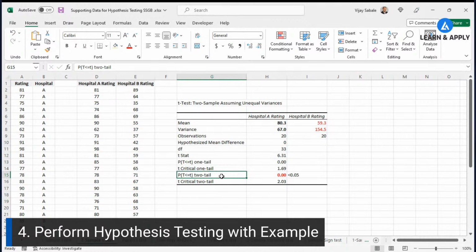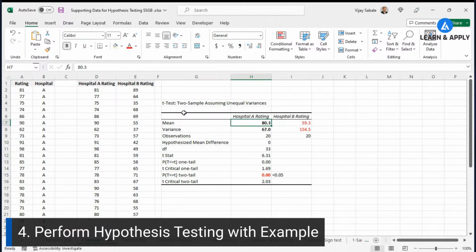One of the hospitals is having the better rating compared to the other hospital. Now, which is this hospital? Let's go into the mean and we can identify that hospital A is significantly better compared to hospital B because of the higher rating, which is 80.3, right? So with the help of this hypothesis testing, we can take the decision whether we should go for hospital A or hospital B, right?